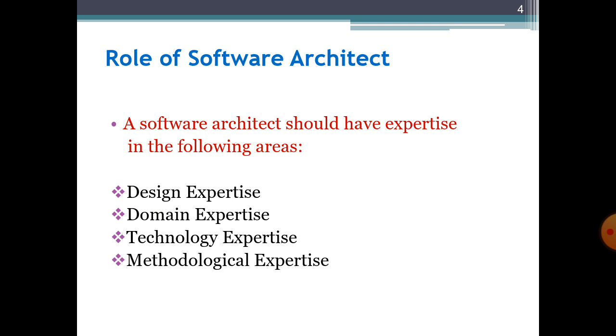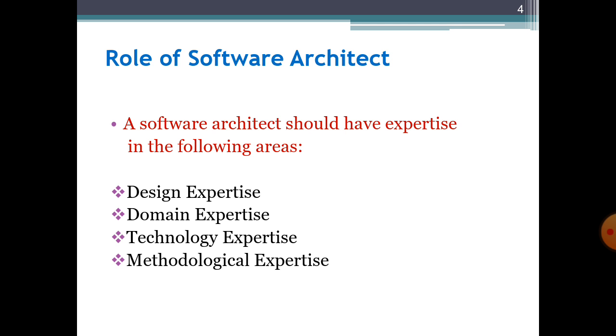Before we move toward the quality attributes, I would like to discuss the different roles of a software architect. Students, there are always some roles of a software architect which we need to understand. There are four different kinds of roles: design expertise, domain expertise, technology expertise, and methodological expertise.